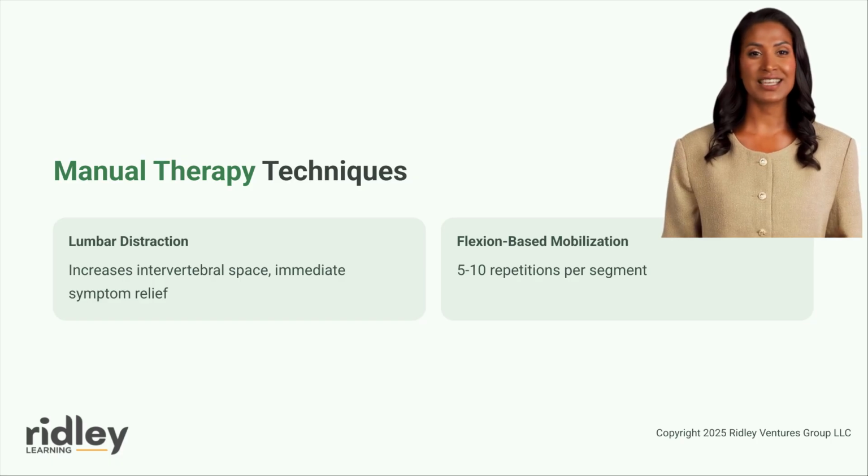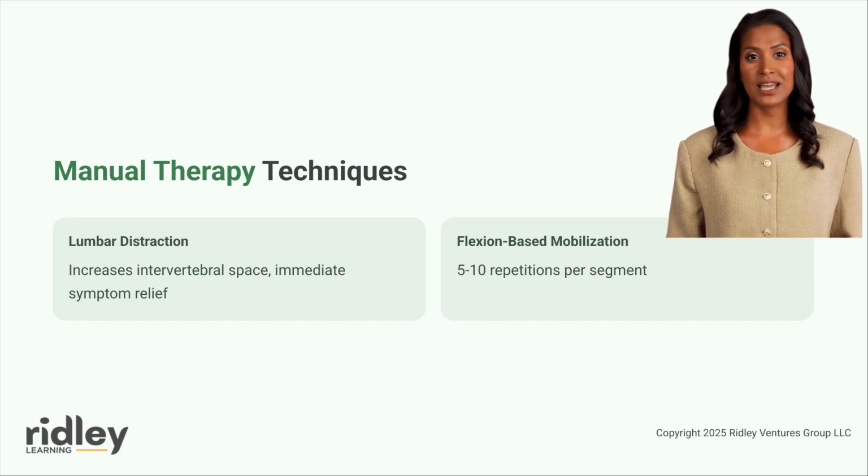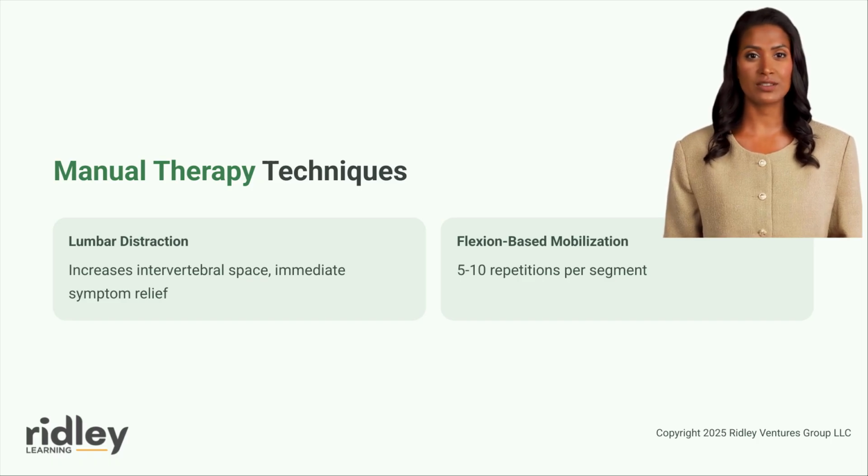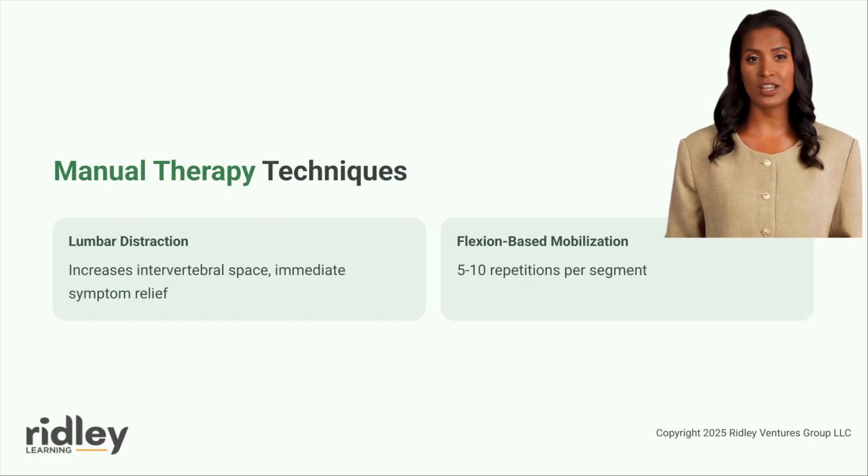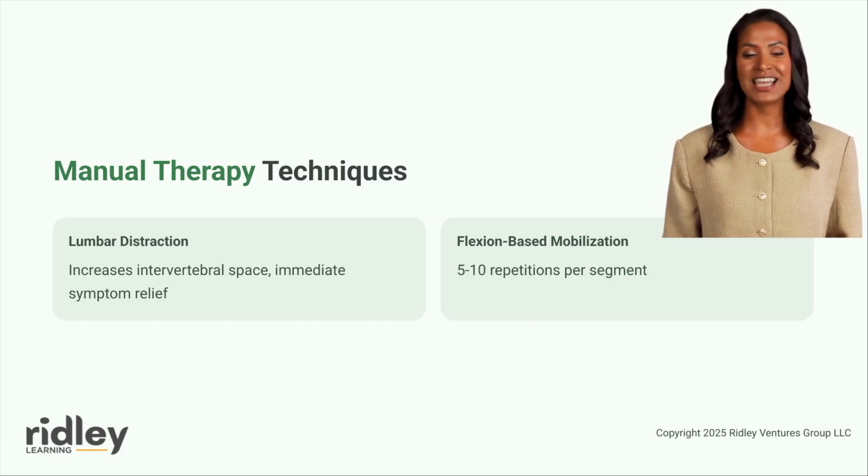Lumbar distraction techniques apply longitudinal traction forces that increase intervertebral space and reduce compression of neural elements. Manual distraction can be performed in prone, side-lying, or supine positions depending on patient tolerance and clinician preference. The mechanical effect of distraction, increasing the cross-sectional area of the spinal canal and neural foramina, directly addresses the pathophysiology of stenosis and often provides immediate, though temporary, symptom relief. This immediate response can enhance patient confidence and engagement with the broader rehabilitation program.